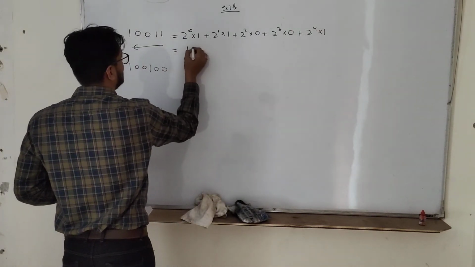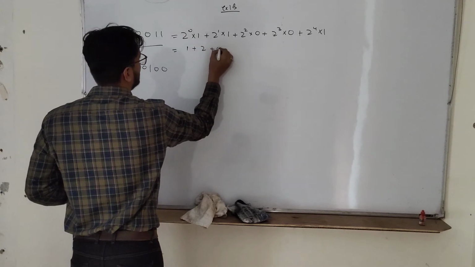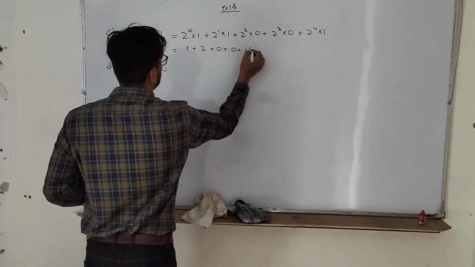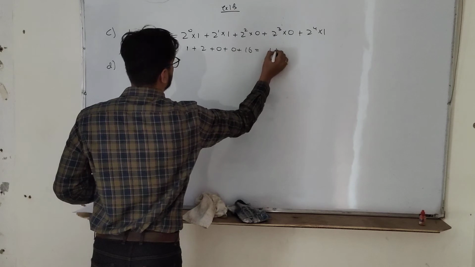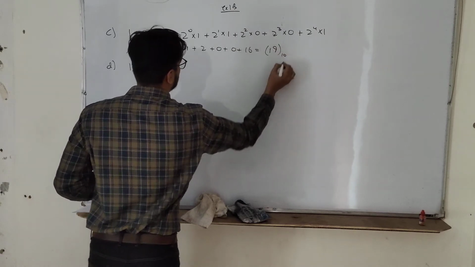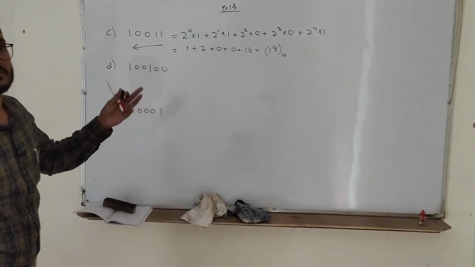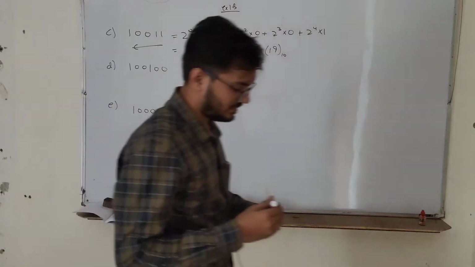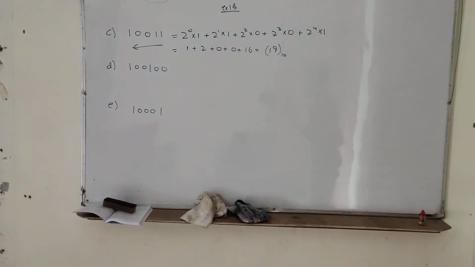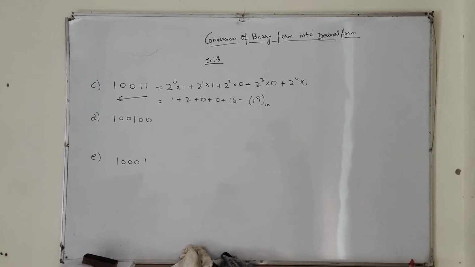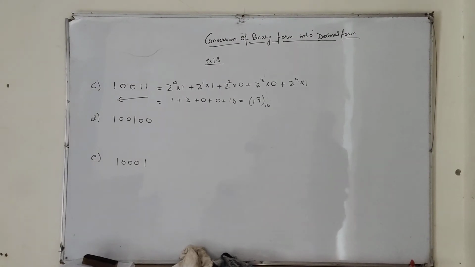So this is 1 plus 2 plus 0 plus 0 plus 16. 16 plus 2 plus 1 is 19. So this is the conversion, right? So easy it is. Next, we have, so this is the answer.